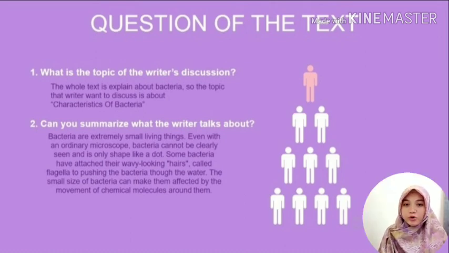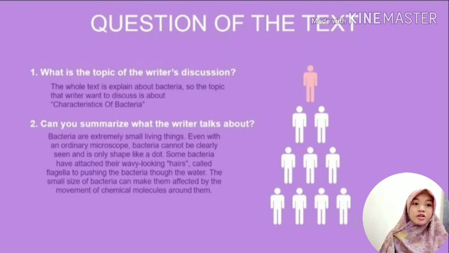And the answer for number 2, the summary of the text, is: bacteria are extremely small living things. Even with an ordinary microscope, bacteria cannot be clearly seen, and they are only shaped like a dot. Some bacteria have attached wavy-looking hairs, called flagella, to push the bacteria through the water. The small size of bacteria can make them affected by the movement of chemical molecules around them.